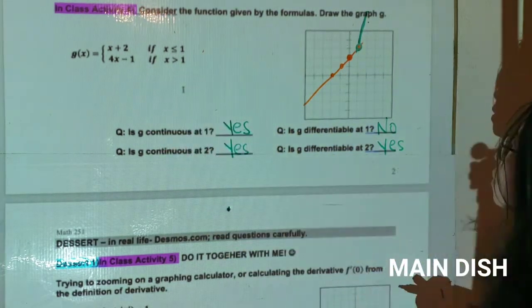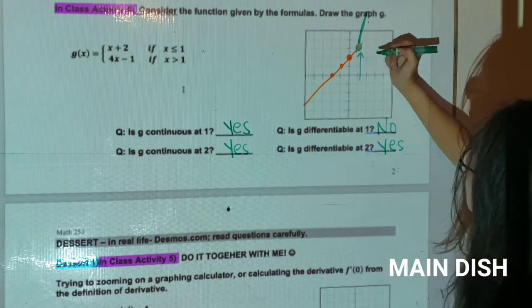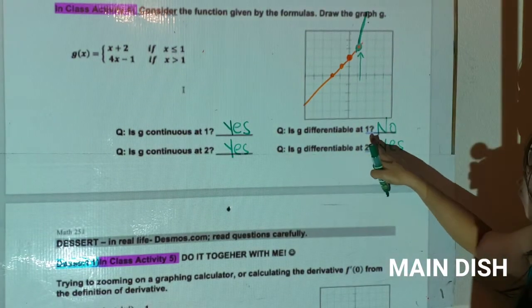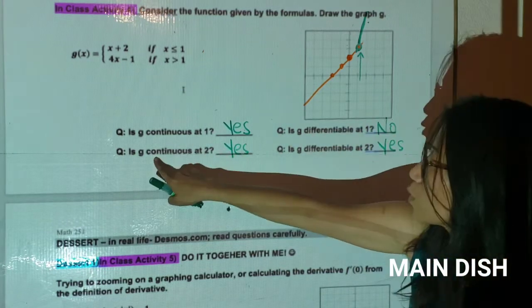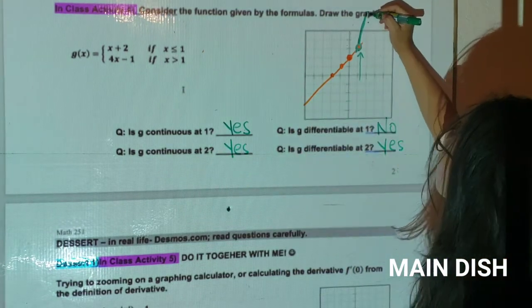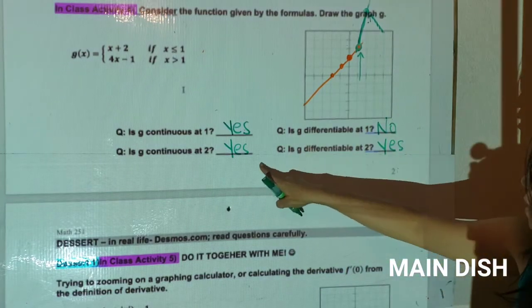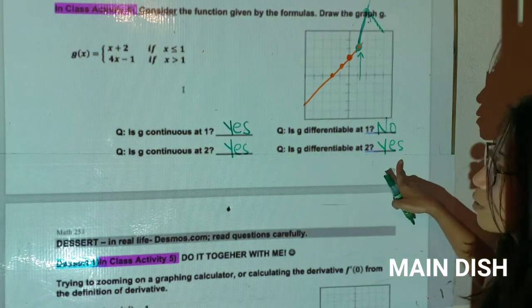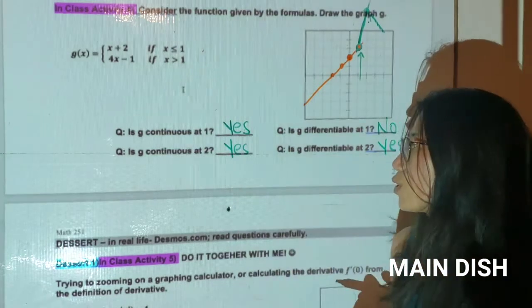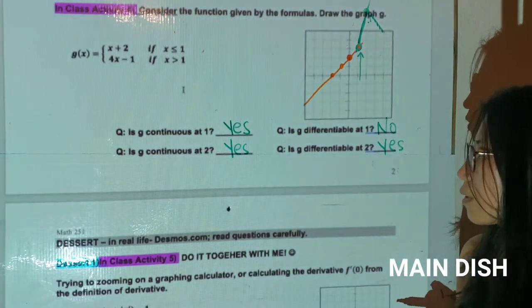Continuous at 1, yes. Differentiable at 1, no. Continuous at 2, right here, right? Continuous at 2, yes. Differentiable, yes, because it's one continuous function. Slope is the same also, left and right.